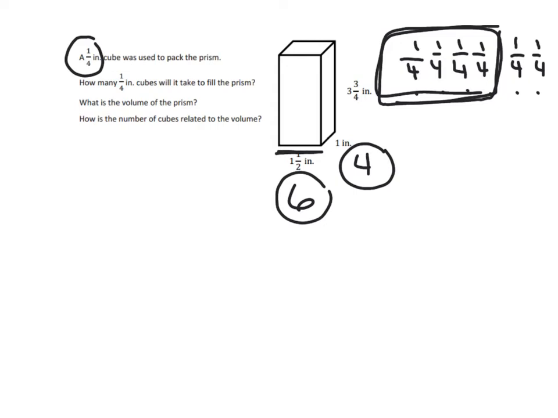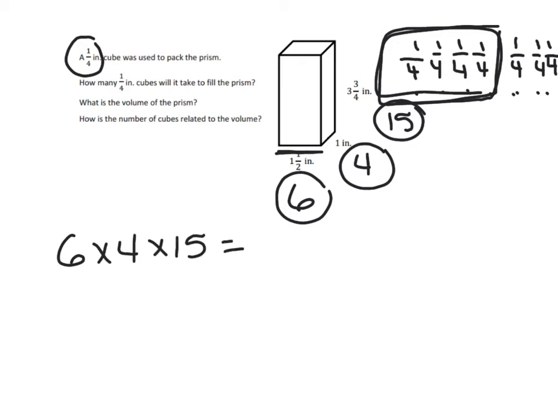And then I have 3 more, 13, 14, 15, so the height would be 15 cubes. So 6 times 4 times 15 will tell us how many cubes it will take to fill the prism. So 6 times 4 is 24, and 24 times 15 will tell us how many cubes.